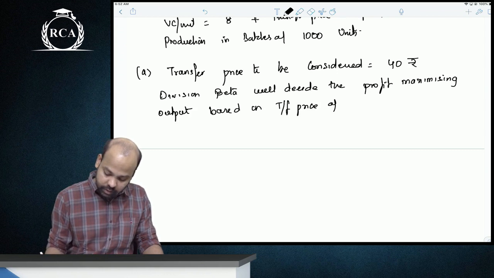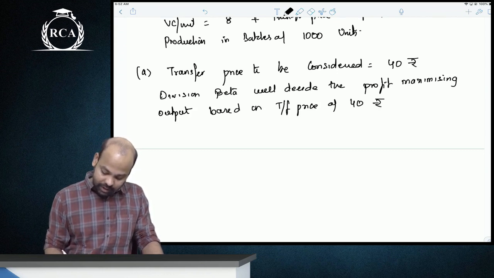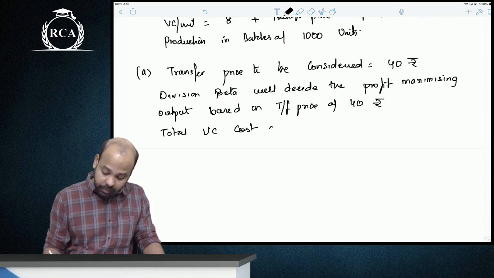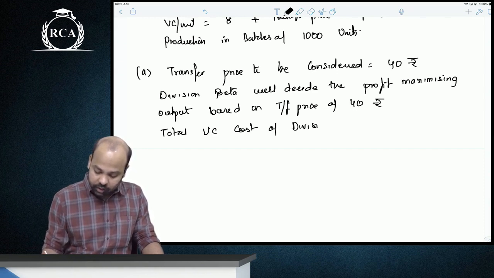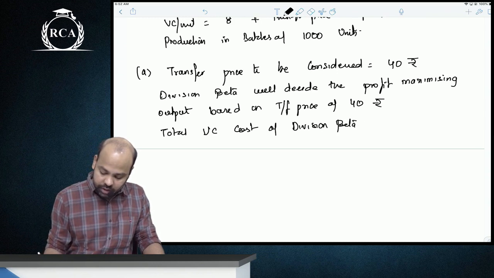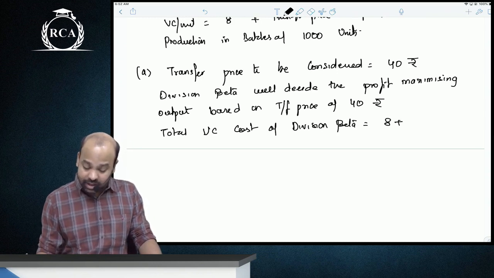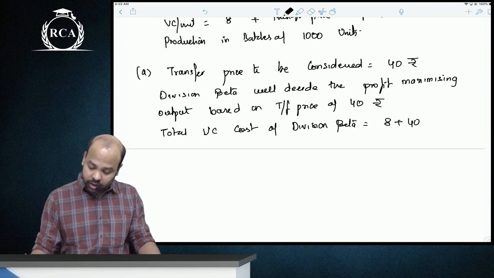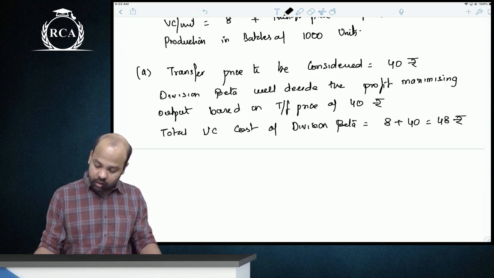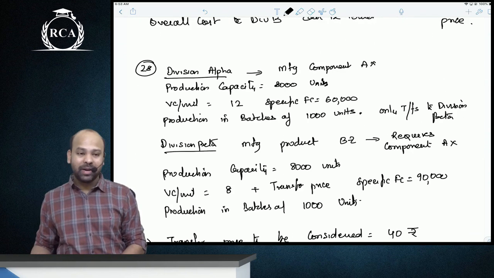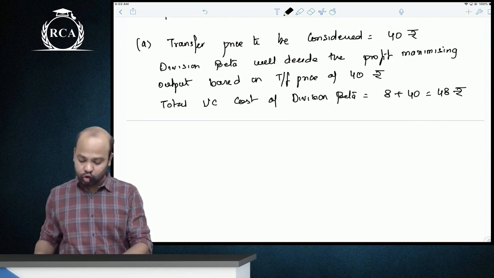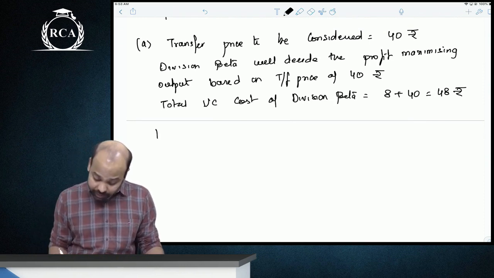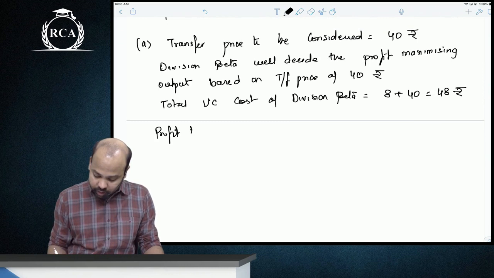Now, the total variable cost of division beta, forget the entire company, would be 8 rupees that they are incurring on their own, plus another 40 rupees, that is 48 rupees. Eight plus transfer price. So we are now supposed to arrive at the profit maximizing selling price only from the viewpoint of division beta, not from the viewpoint of the company.